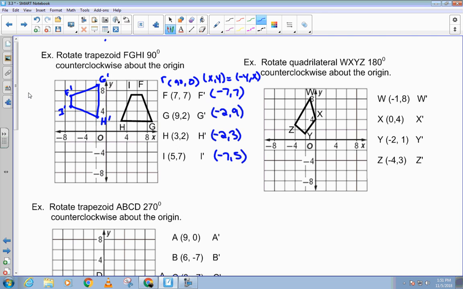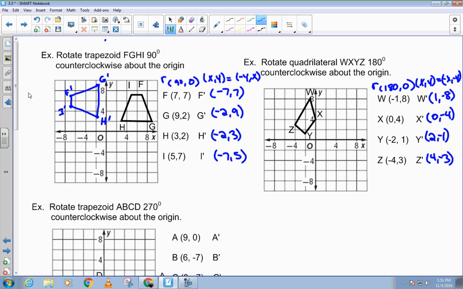Rotate the quadrilateral WXYZ 180 degrees counterclockwise about the origin. Now remember, counterclockwise and clockwise for 180 degrees is the same thing. So when you do the lowercase r, it's 180 about the origin. And what's the rule? Negative x, negative y. Okay, so we change the sign of both of them, so it becomes 1, negative 8; 0, negative 4; 2, negative 1; and 4, negative 3.